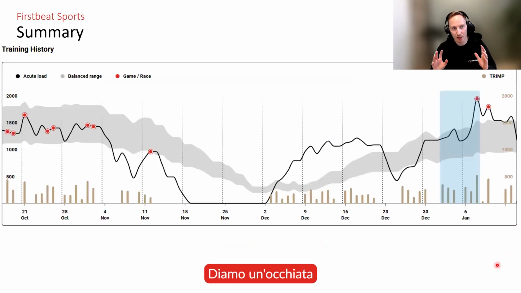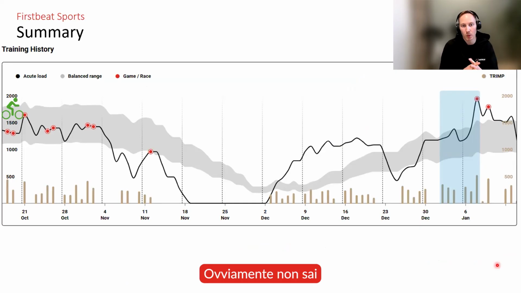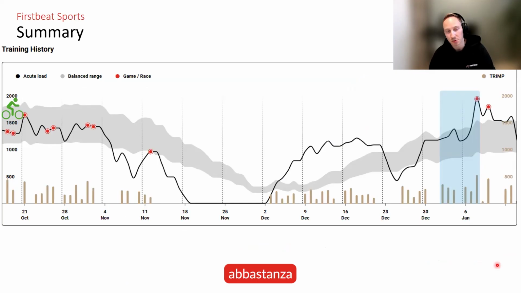Good. Let's have a look at the summary of this return to play case. So first, there's the submaximal fitness test, which was done pre-injury. Of course, you don't know when the injury happens, so you want to do the submaximal fitness testing quite regularly. This team was not doing it that regularly, every 4 to 8 weeks approximately, but still they got some reference value that they could use when the player was injured.